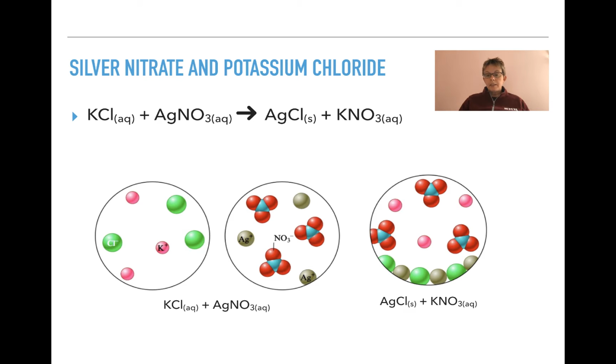And the last diagram shows the products, and it's just like we saw in the beakers. So you have the silver chloride represented by the green and gray, that solid all along the bottom as it's settled, like we saw at the end of the demo. And then you have your spectator ions, potassium ions and nitrate ions, in solution above that precipitate.